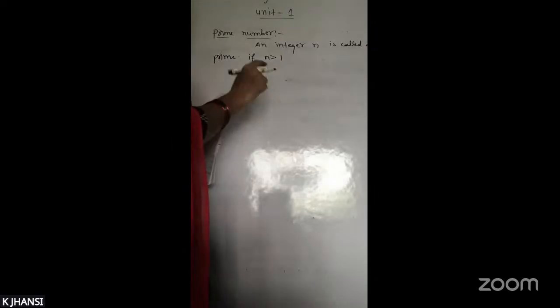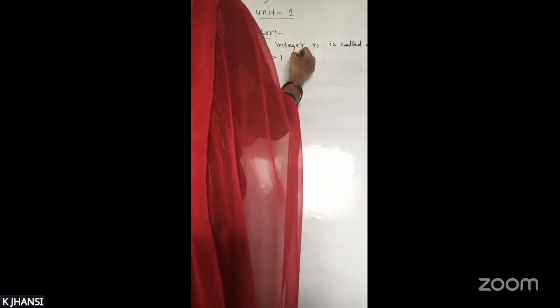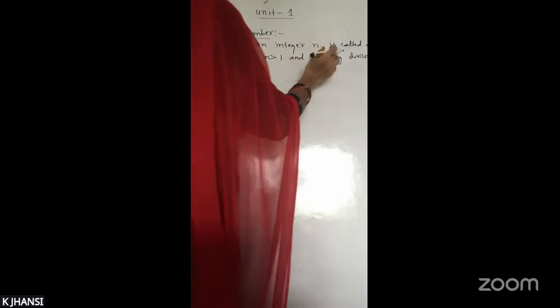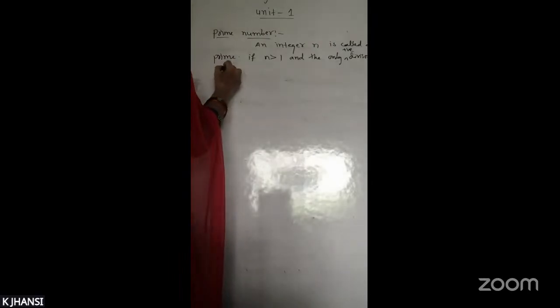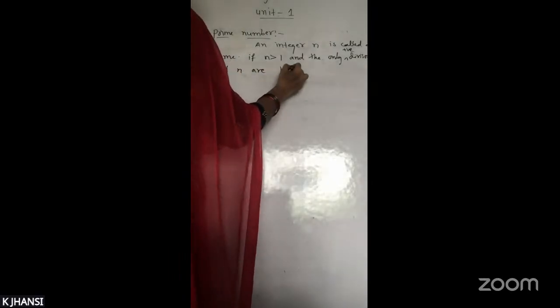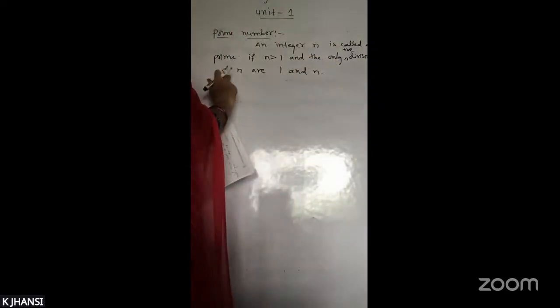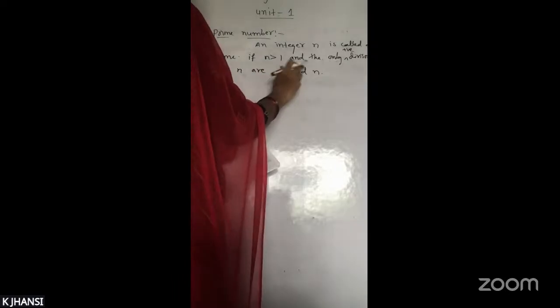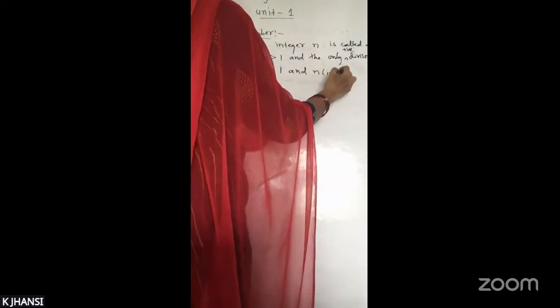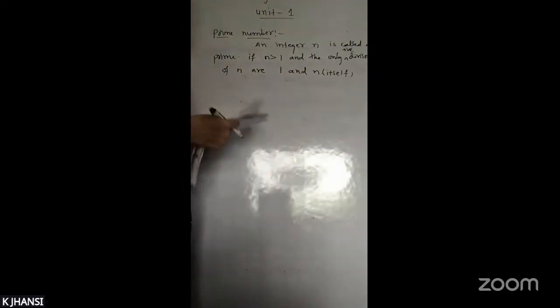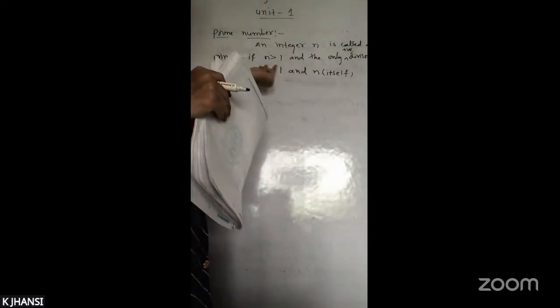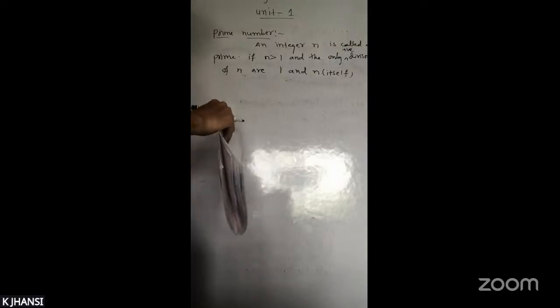Whatever the n value is, it is compulsorily greater than 1, and the only positive divisors of n are 1 and n itself. Whatever the number is, if it has only 1 and itself as divisors, then we call those numbers prime numbers.